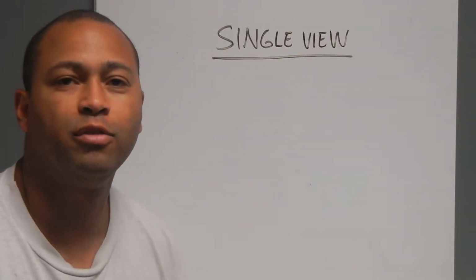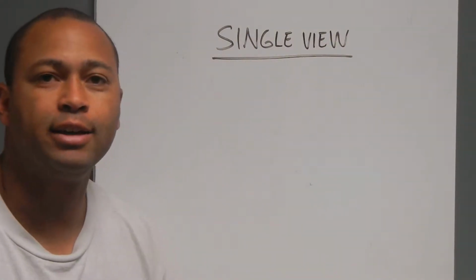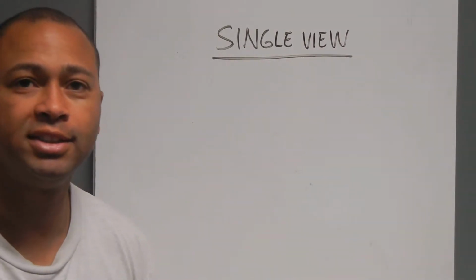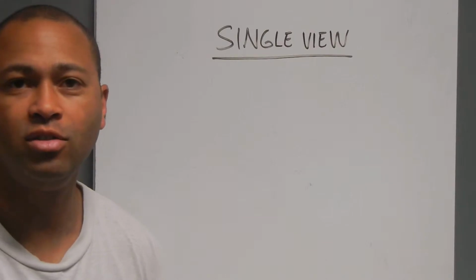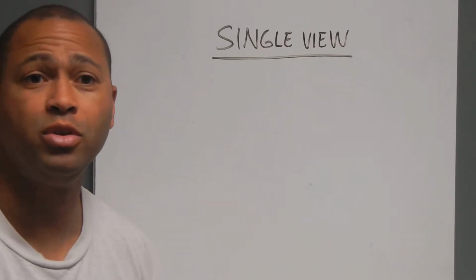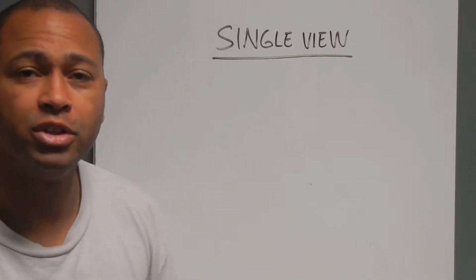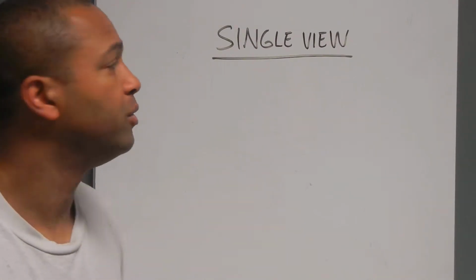Okay, for this video we're going to look at different types of sketches. So the first one is a single view sketch. It's the easiest one to draw because it's only one view. It shows you the front view of an object. Typically the most descriptive features are also on that front view.